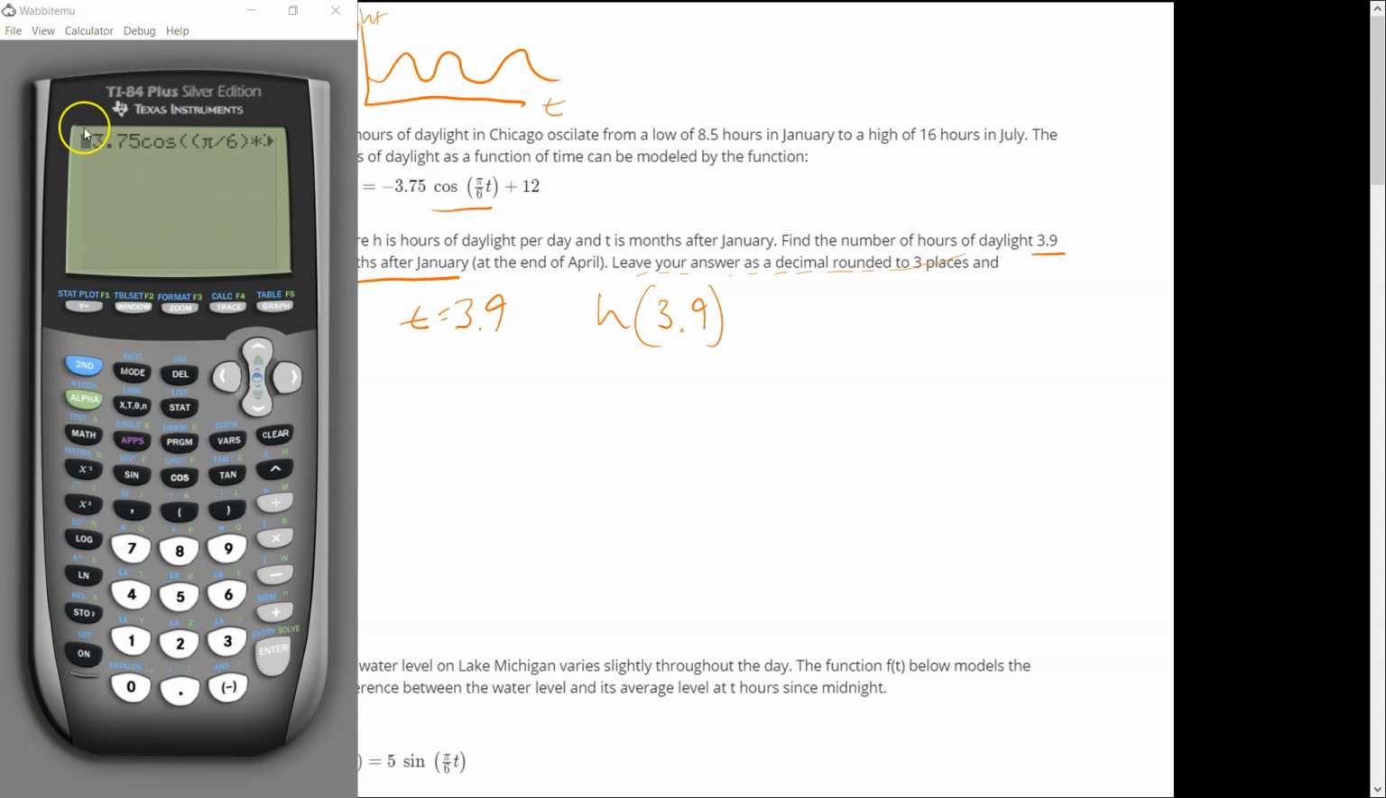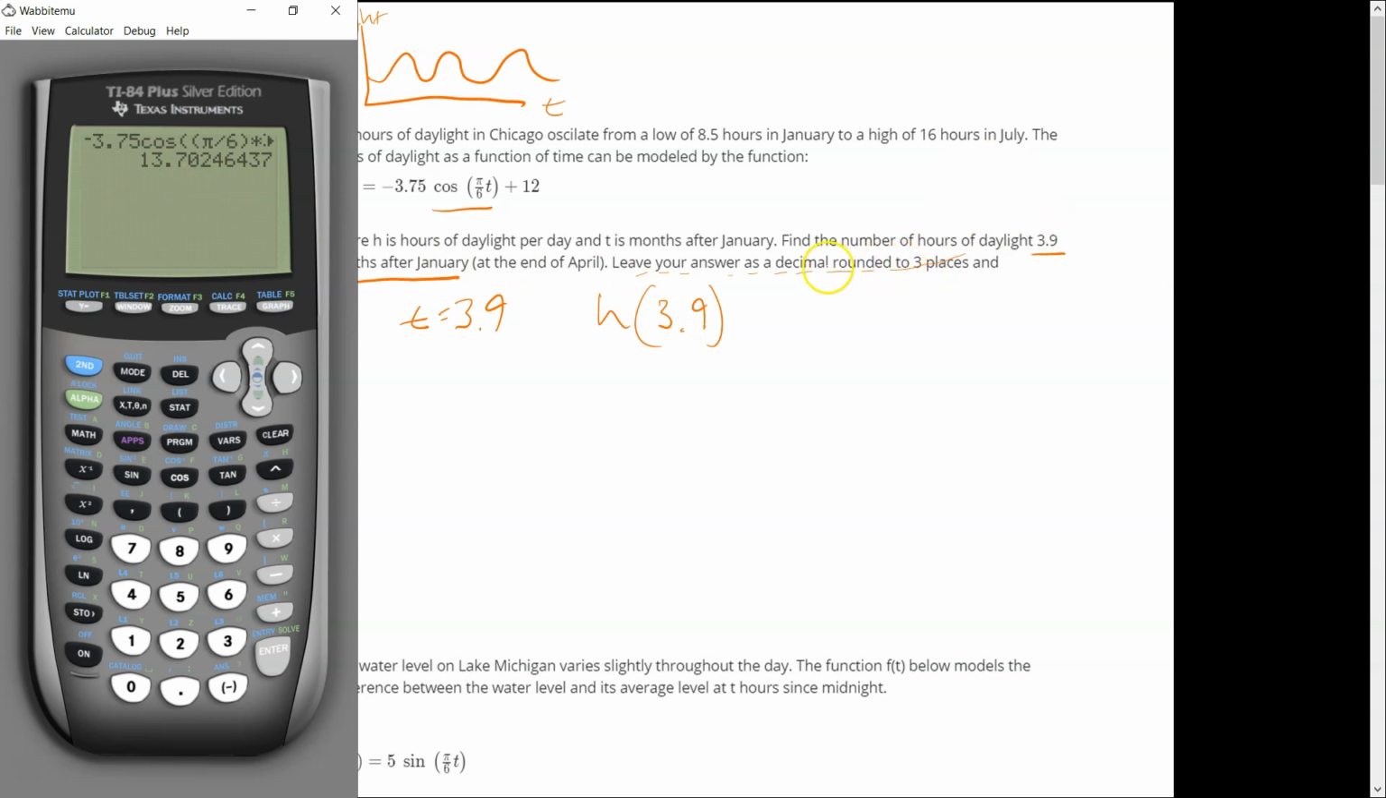Okay, so here's my function. So I use the cosine button, and I use the pi button. So pi is second, and then the little caret. It's important that you use pi, the button, because it uses the full value. If you use 3.14 or something like that, and you round, you're not going to be as precise. So I did pi over 6, and then times 3.9, which is my t, and then close parentheses, plus that 12. And that's my result. So 13.702. 4 tells me to round down, right? And we're going to round it to 3 decimal places because that's what it asks for.